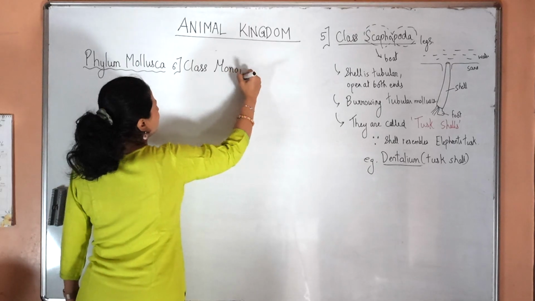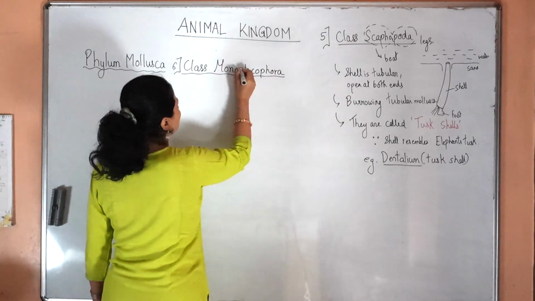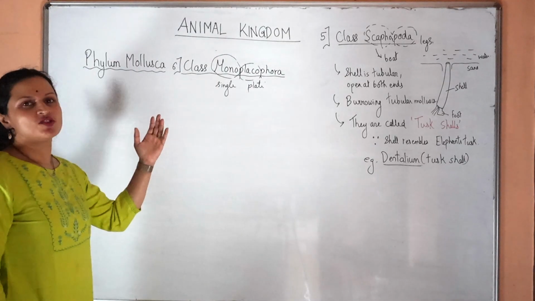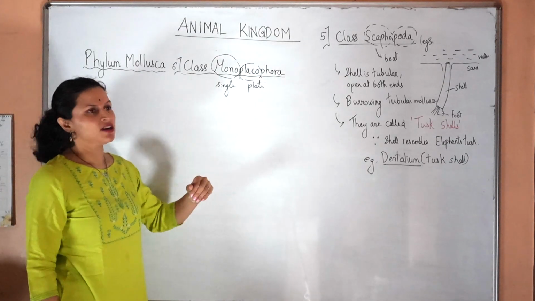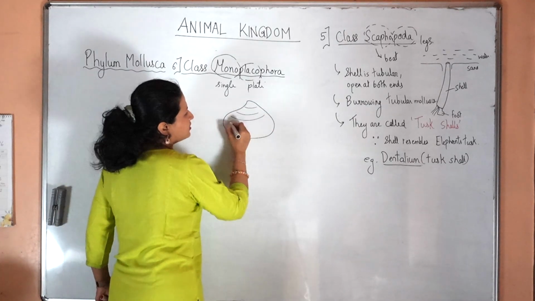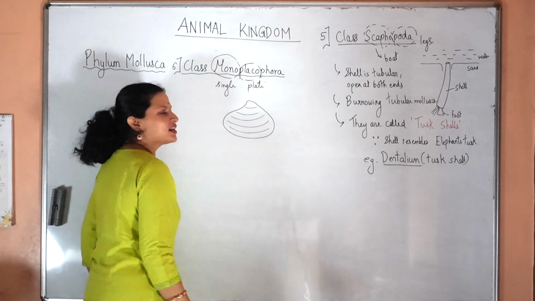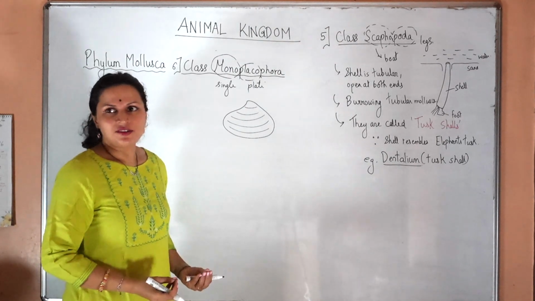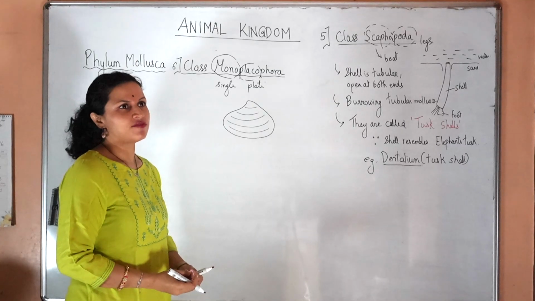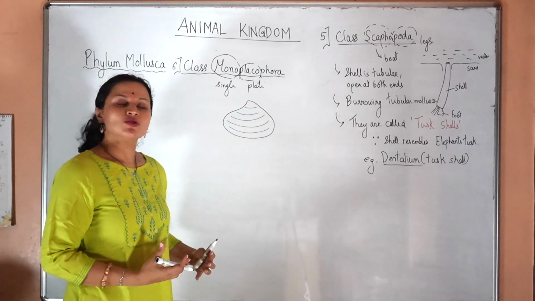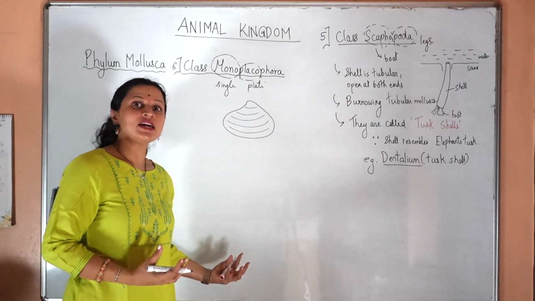Monoplacophora. Mono means single, placo means plate, phora means bearing. The other one was Polyplacophora. This is Monoplacophora. These organisms will have just a single shell. This class is the most primitive class of the mollusks, and with the way they are, they show properties of mollusks. That's why they have been included under phylum Mollusca. But they also show some properties of the annelids.